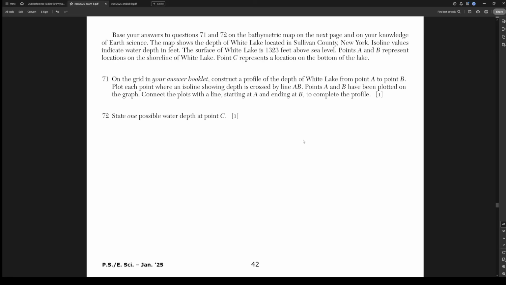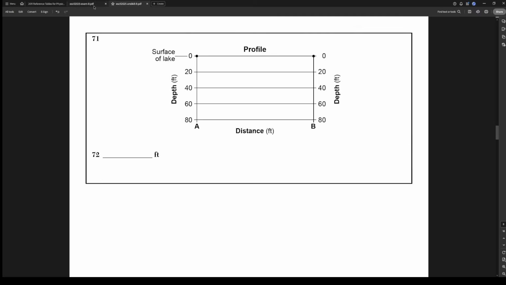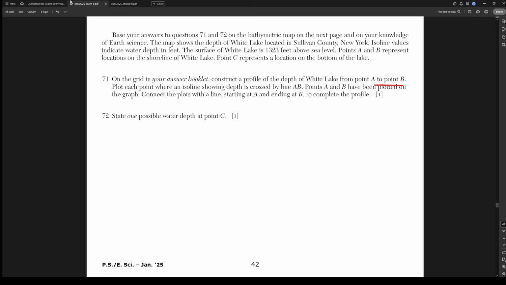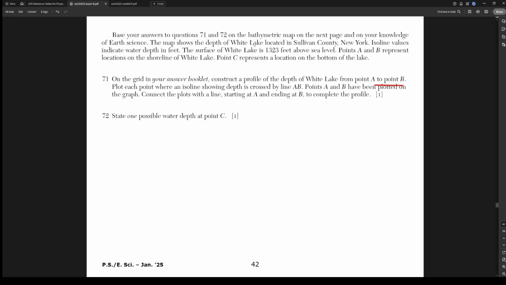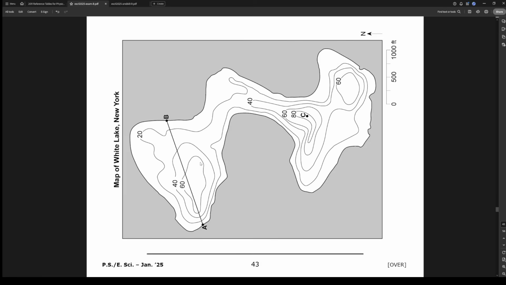Oh boy, a profile. Okay. So I'm not going to do the profile on here. I'll estimate it for you. On the grid below, we want A to B because it's just annoying for me to have to do that on a computer. So let's just see A to B. Where's this contour interval? What do these go up by? Does it tell us? No. So 20, 40, oh, they go up by 20s. So it's going to be 0, 20, 40, 60, 60, 40, 20, 0. So it's just going to be a mountain.